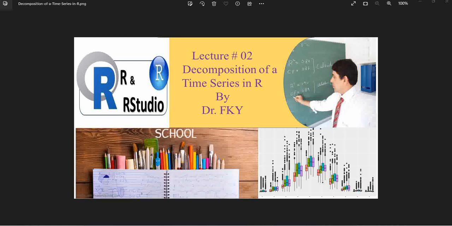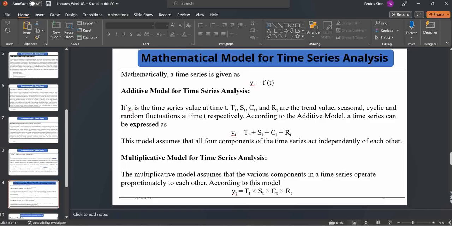Initially, we will have some theoretical description, and then we will move to R, to see how we can do that in R. So let's move to the theoretical description. I explained time series in my previous video, and the link to that video is mentioned in the description of this video. Please, you can watch that.